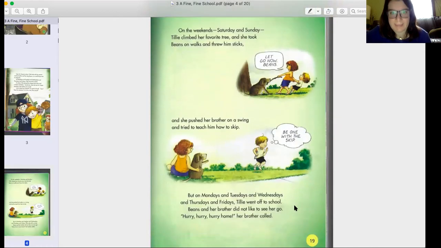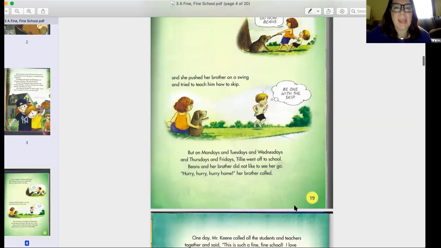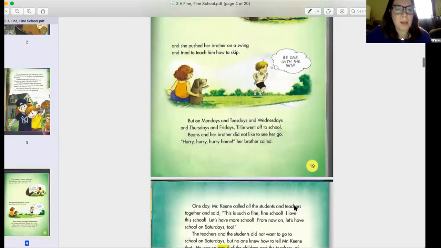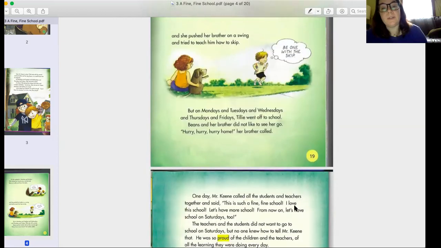On the weekends, Saturday and Sunday, Tilly climbed her favorite tree and she took Beans on walks and threw him sticks. "Let go now, Beans." And she pushed her brother on a swing and tried to teach him how to skip. "Be one with the skip." But on Mondays and Tuesdays and Wednesdays and Thursdays and Fridays, Tilly went off to school. Beans and her brother did not like to see her go. "Hurry, hurry, hurry home," her brother called.